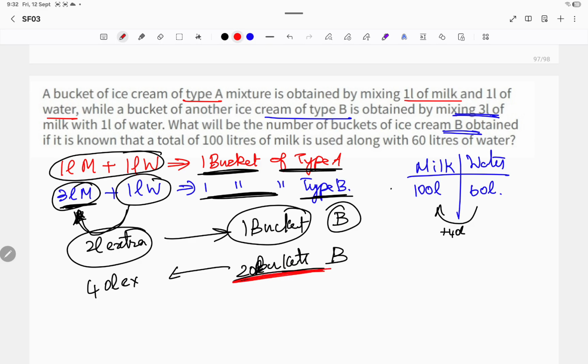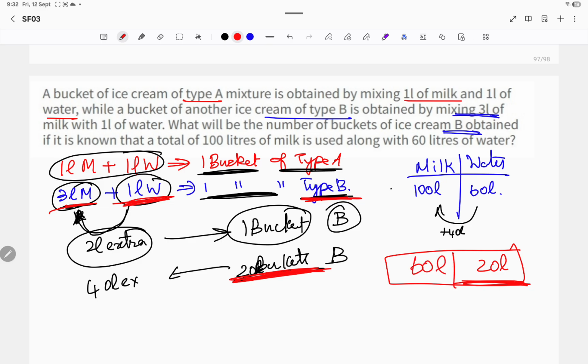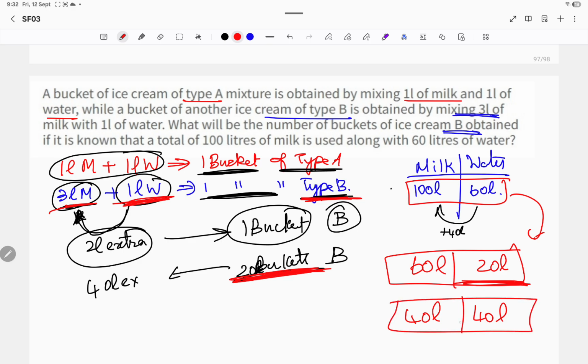If 20 type B buckets are created, that would have taken 20 liters water. And for each bucket of type B, 1 liter water and 3 liters of milk are used. So for 20 buckets, 20 liters of water and 60 liters of milk are used. So subtract this from the total and what you get is 40 liters water and 40 liters milk, and guess what that would have created? That would have created 40 buckets of type A ice cream. So totally we have 20 buckets of type B ice cream and 40 buckets of type A.